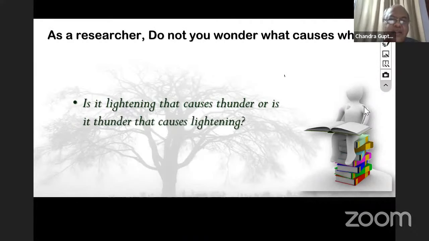Is it lightning that causes thunder, or is it thunder that causes lightning? What is the cause of lightning? Charu, thunder causes lightning nahi hota hai. Anyone with science background? It's not thunder that causes lightning. It's the lightning that causes thunder.